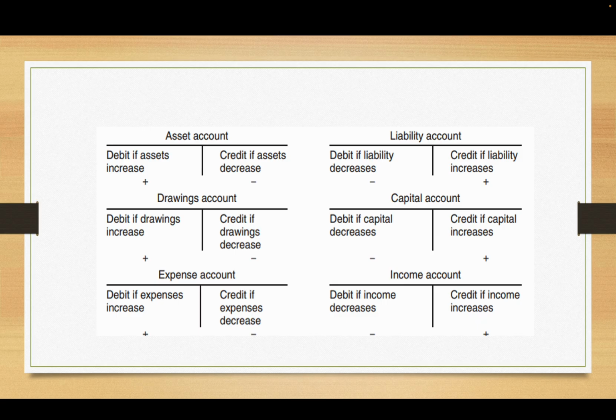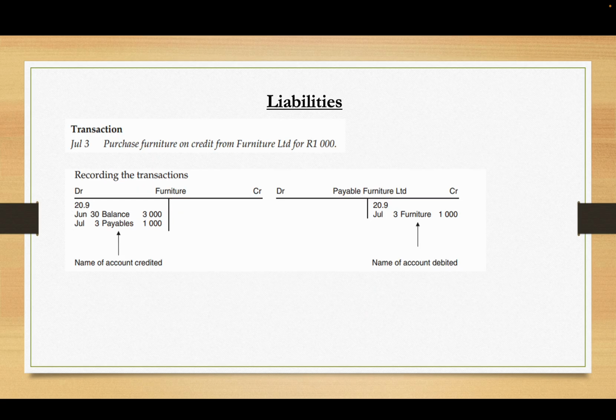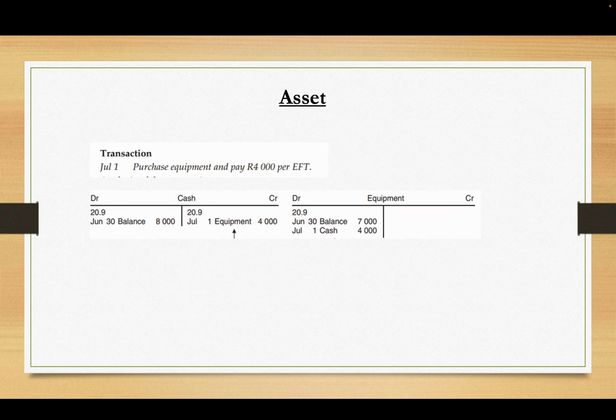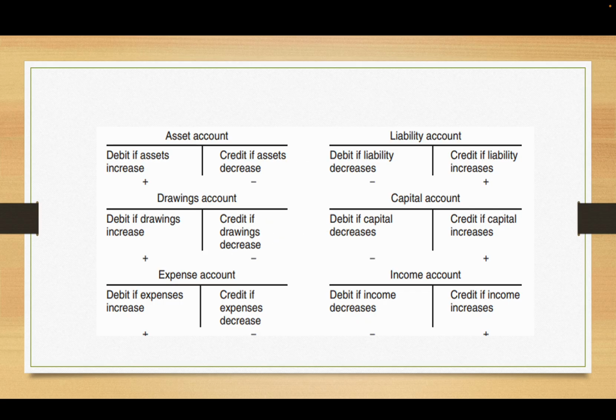So me buying a Ford Ranger, it will basically increase the vehicles that I have in my business. And where is the plus? The plus is on the debit side, it's on the left side, right? So the account will be bank, like right here. Instead of this, I'll put bank.